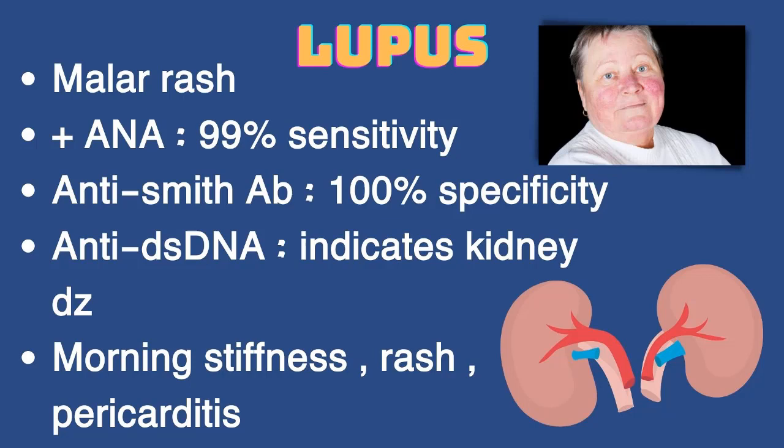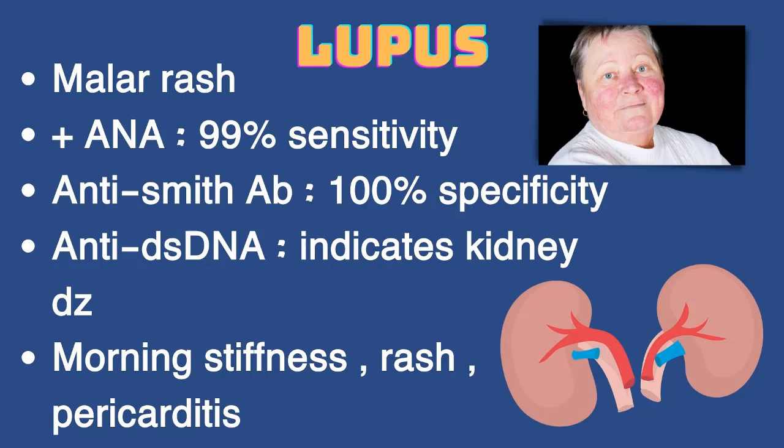Just a couple key points on lupus. Of all the autoimmune diseases, it's the one that would most likely have a positive ANA. As a matter of fact, it's about 99% sensitivity. The two antibodies that you want to order when you have a positive ANA to prove that it's lupus, not something else, are an anti-Smith antibody, which has 100% specificity for lupus. I hope you know what that means.